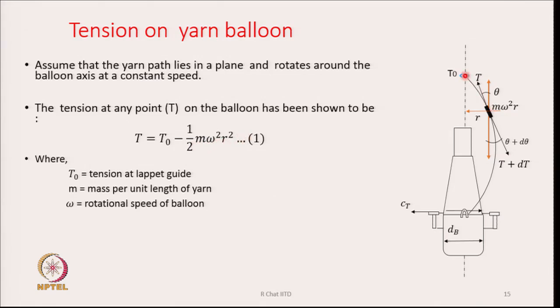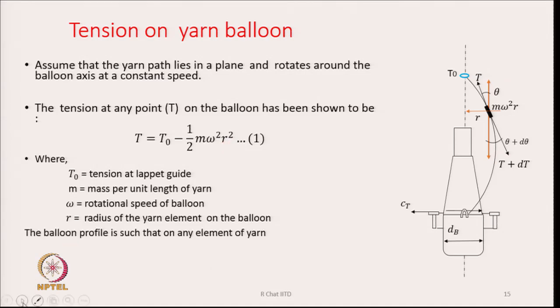That means the tension at the lappet guide point is more than the tension here, because T equals T0 minus this value, so we have to subtract it. Therefore, whatever the tension is here is much more than the tension at different points on the yarn balloon. So, r is the location of the element from the axis. If I go to different points on the balloon curve, the same yarn at different locations will have different levels of tension, because r is different.